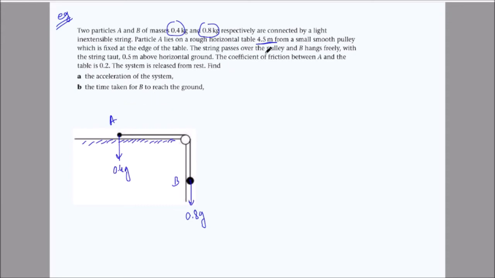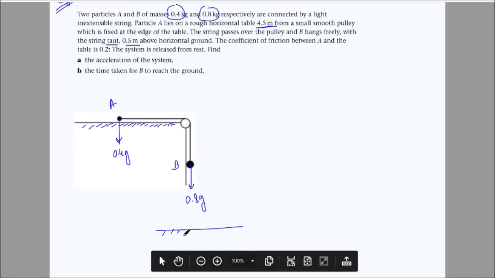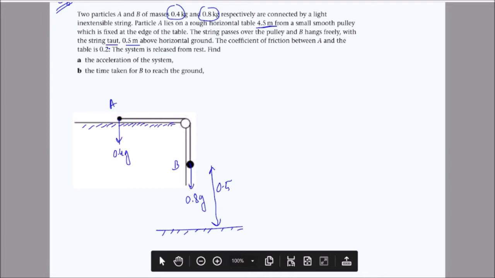Next, the string passes over the pulley. B hangs freely with the string taut, 0.5 meter above the ground level. If this is the ground level, then the height of particle B is 0.5. So B is 0.5 meter above the ground level, and now I will include the forces here.